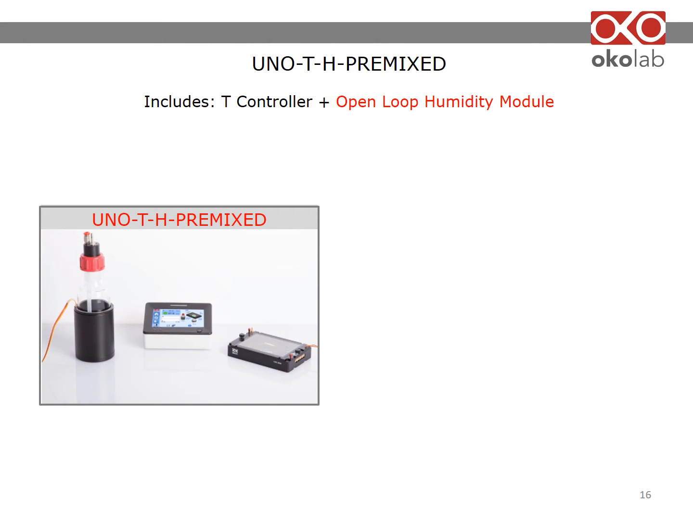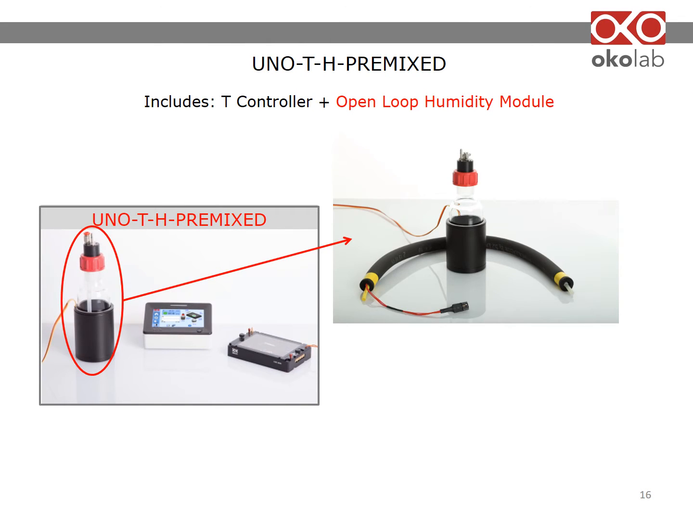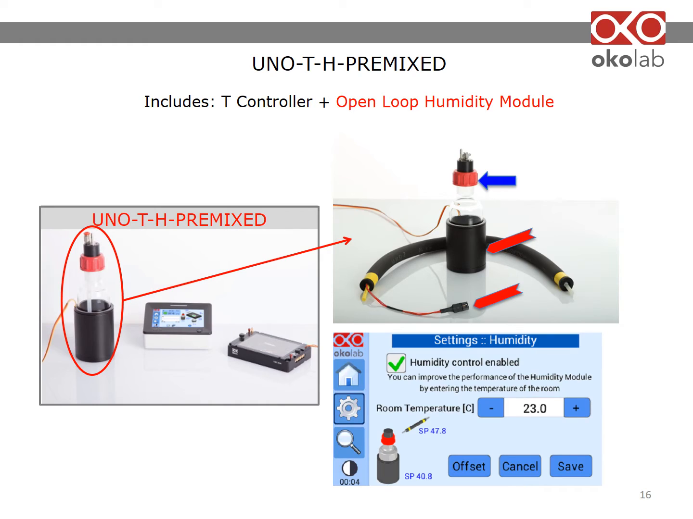UNO-T-H-PREMIXED includes a humidity module comprising of a heated base, a bottle with cap, and a heated and insulated tubing. To operate the humidity module, enable it by checking the box and input room temperature. The system will automatically set the temperature of the heating base and heated tube, optimizing humidity performance.